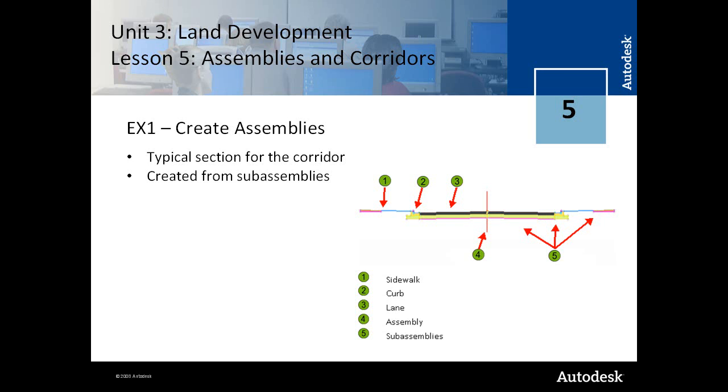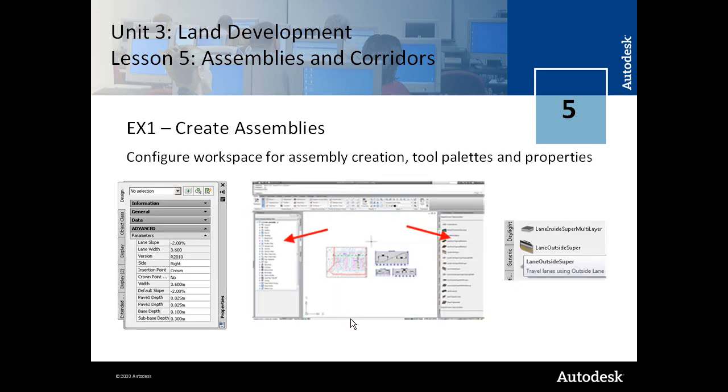And all of these subassemblies have editable parameters that allow you to control the configuration of each subassembly. So for example, for the lane you can model or change the pavement structure depth details or the width of the lane or the cross slope of the lane.